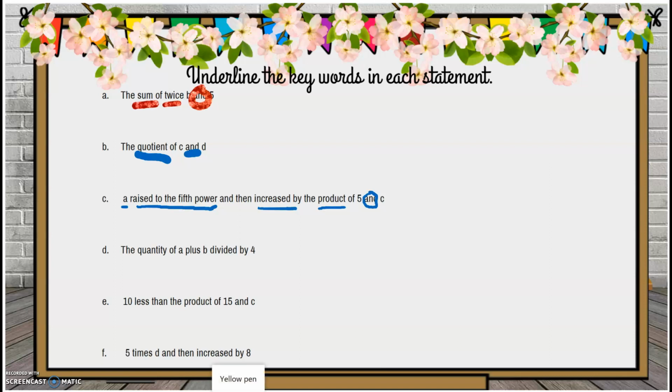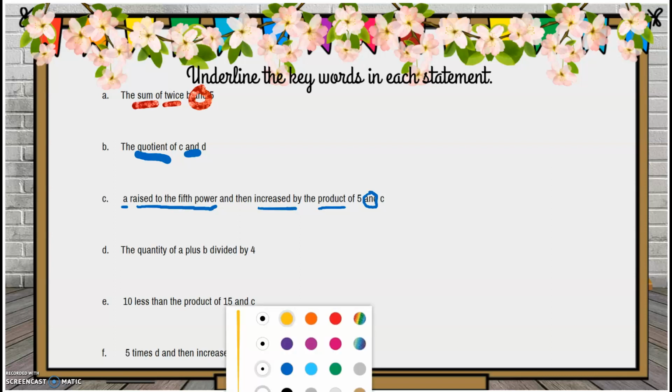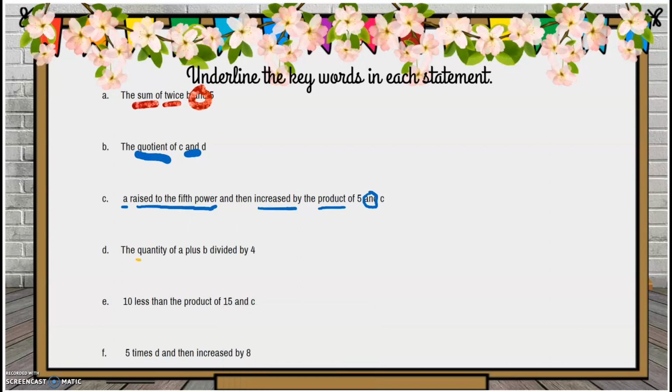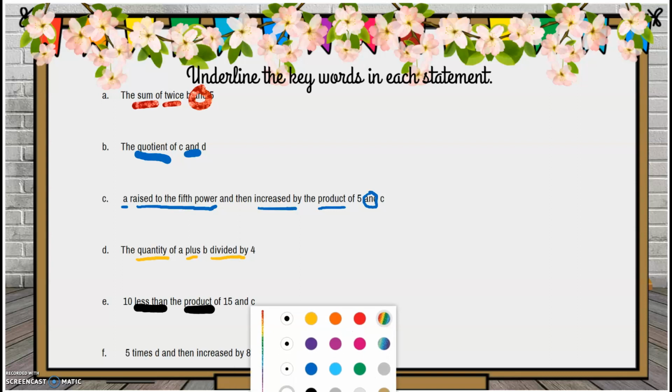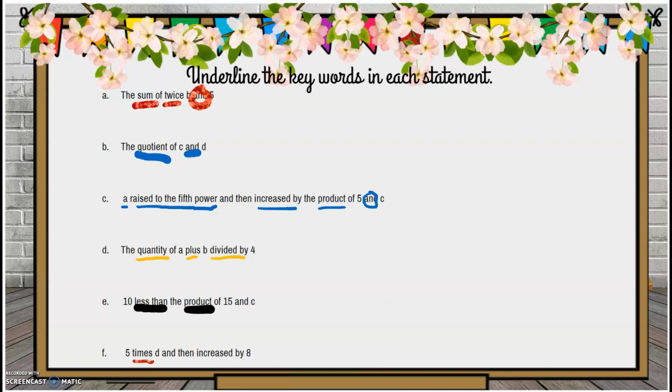The next one says the quantity of A plus B divided by 4. Letter E says 10 less than the product of 15 and C. And then the last one, letter F, says 5 times D and then increased by 8.